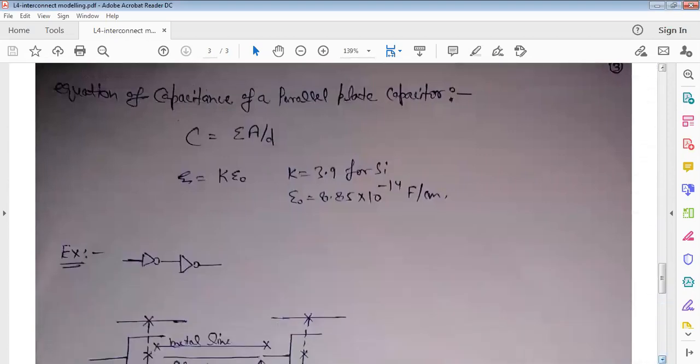Now this you have already known. The equation of capacitance is epsilon A upon T, and epsilon is equal to K times epsilon naught. The value of K for silicon dioxide is 3.9. The value of epsilon naught is 8.86 times 10 raised to the power minus 12 farad per meter, or minus 14 farad per centimeter.